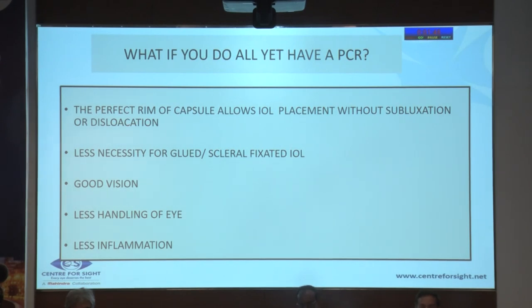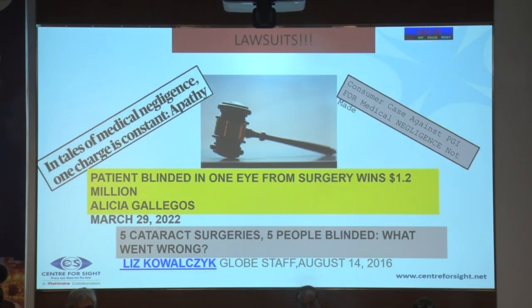Now suppose, for example, you've done everything, but you get a PCR. Now you've got a perfect rim. You do a little bit of good vitrectomy along with your VR colleague. And then this perfect rim of capsule allows you to place your IOL over there. Therefore, you don't even need to put a glued IOL or scleral fixated IOL. You get back very good vision, less handling of the eye. Of course, there's less inflammation.